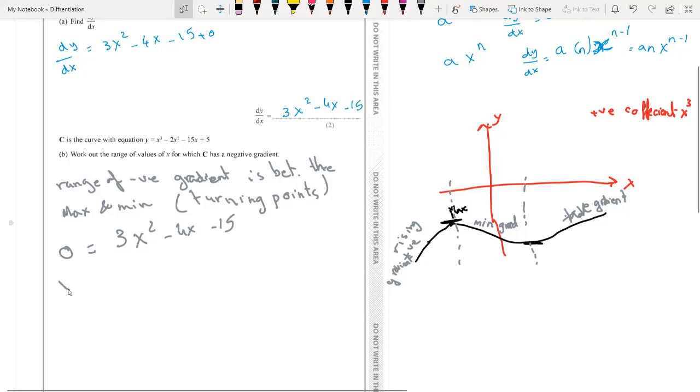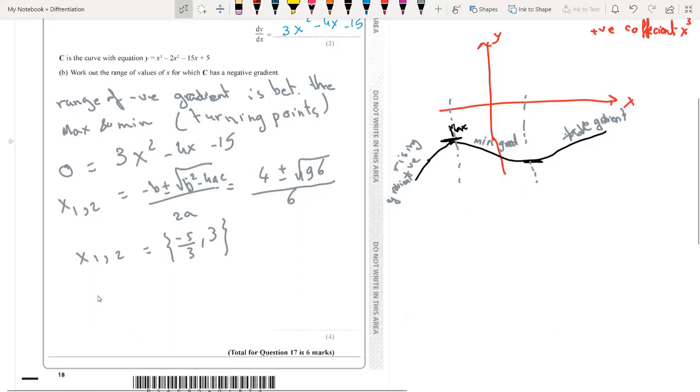If we want to solve this, we have x1 and x2, apply the formula. The formula is negative b plus or minus the root of b squared minus 4ac, over 2a. If I apply this, I'm going to get 4 plus or minus root 196 over 6. This means that x1 and x2 bound the range of the values of x where the gradient is negative.